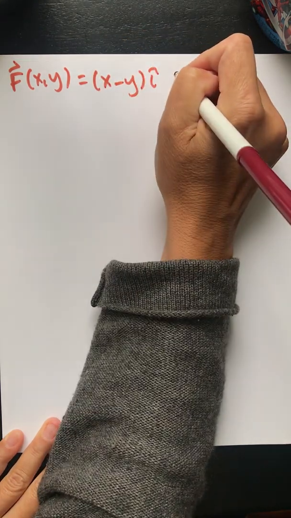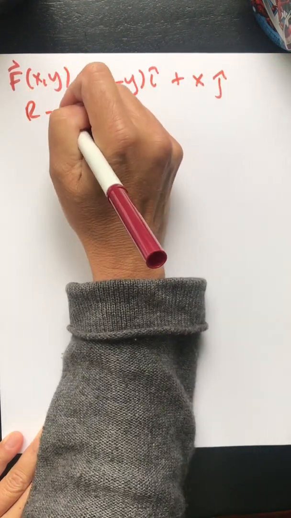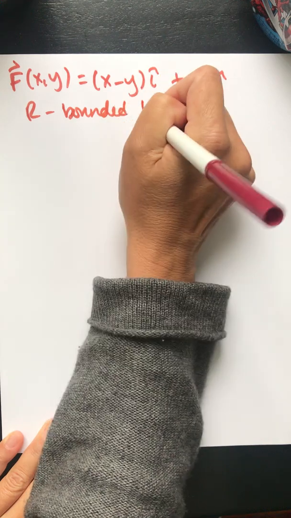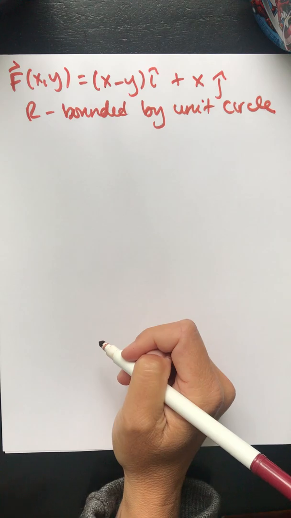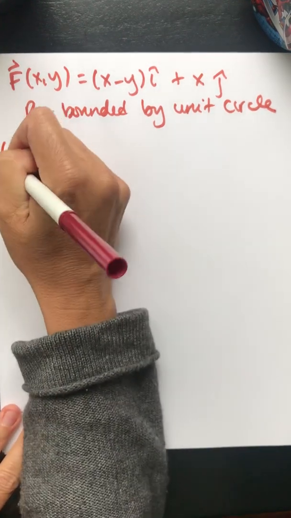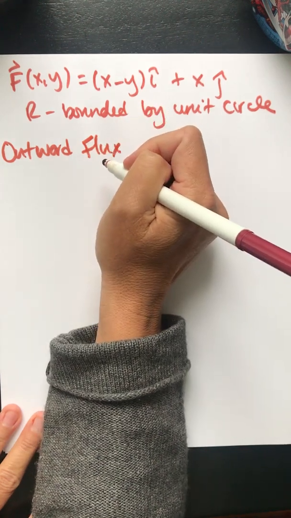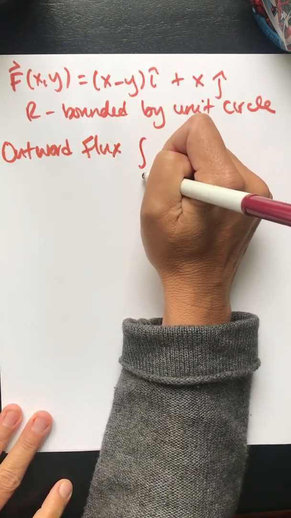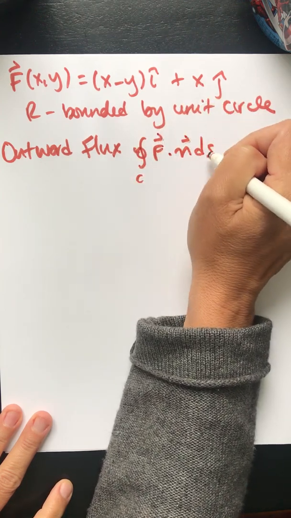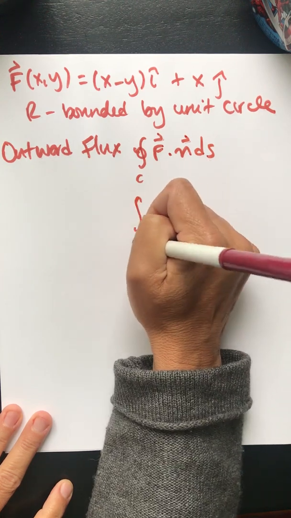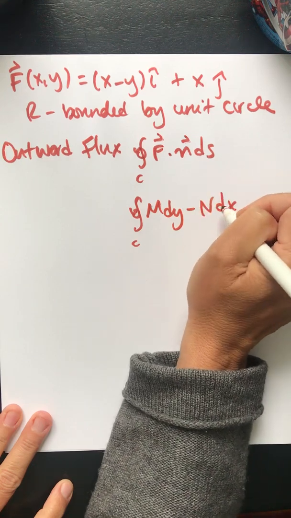So if I give you a field, a not conservative field, so let's do x minus y i hat. Let's just do x j hat, and let's let R be bounded by the unit circle. So if I want to find the outward flux, so how much of it is on the normal vector? So we'll take the accumulation of F dot n along the curve, which we're going to write as the circulation of m dy minus n dx.